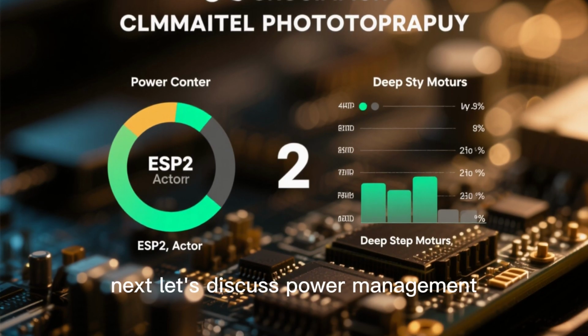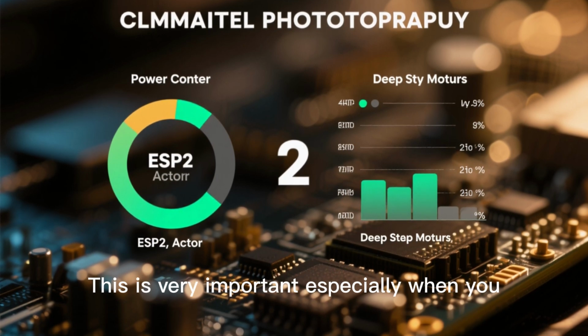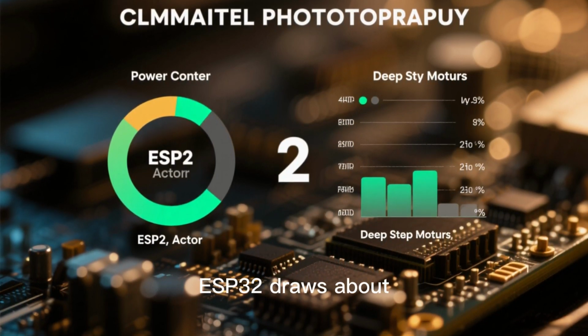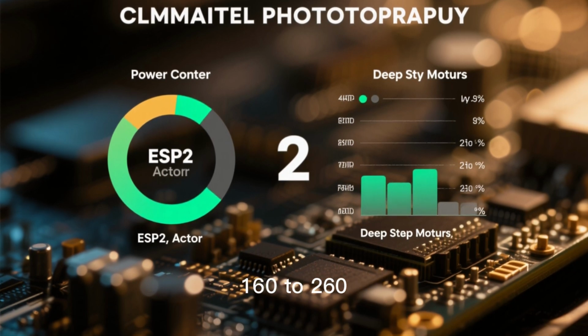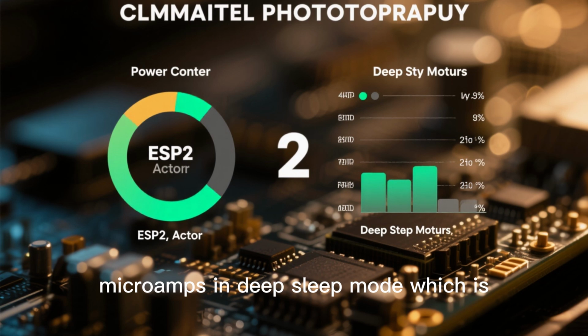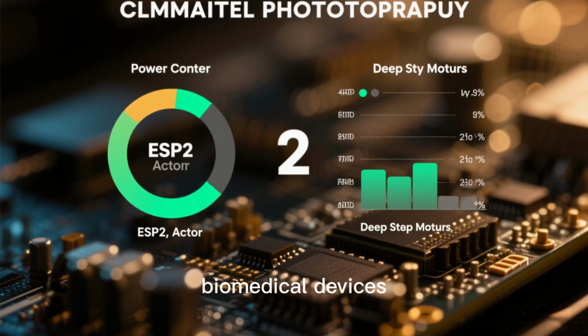Alright, next, let's discuss power management. This is very important, especially when you are making wearables. In active mode, the ESP32 draws about 160 to 260 milliamps, and this goes down to less than 10 microamps in deep sleep mode, which is perfect for battery-powered biomedical devices.